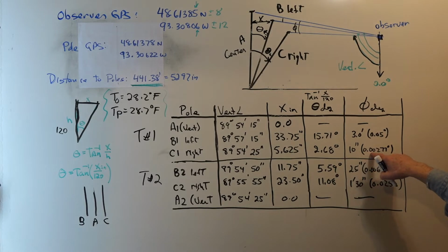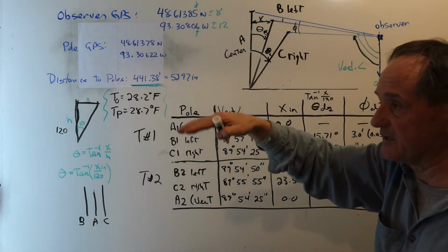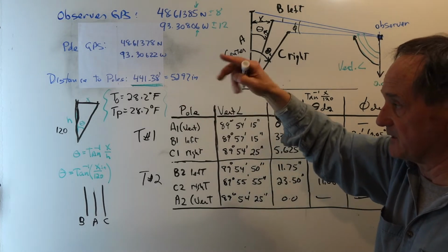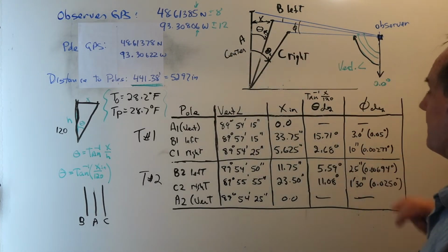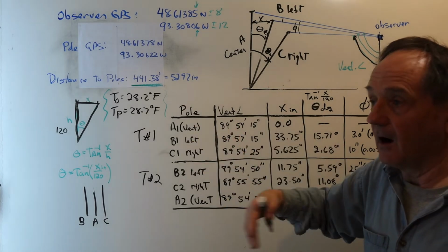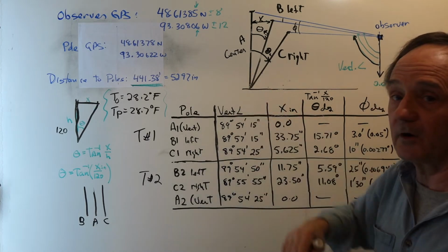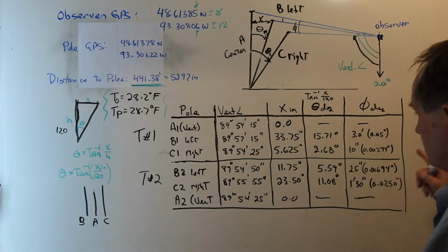And this is 0.00277 degrees. So you see that these perceived angular differences between the pole heights are very, very small angles. And you can imagine what it might be out at several kilometers or several miles. Here we're only dealing with 441 feet.